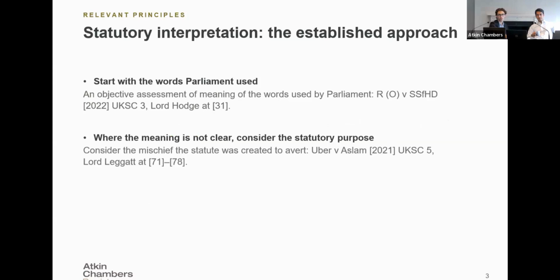So when starting with the statute, you apply the ordinary rules of statutory interpretation. You start with those words that we just saw in Section 1.1, objectively assessed: are they clear? Are they unambiguous? The argument being made, and from which we're often asked to advise, is on that ambiguity, and where it's not clear, you can look to the statutory purpose and the mischief that the statute was intended to resolve.